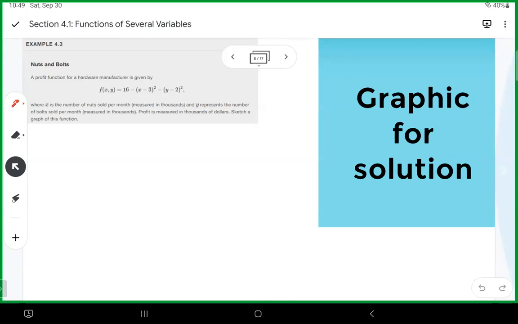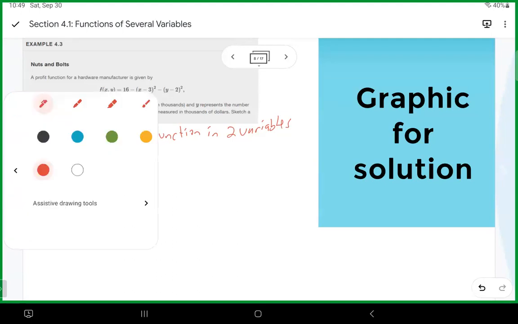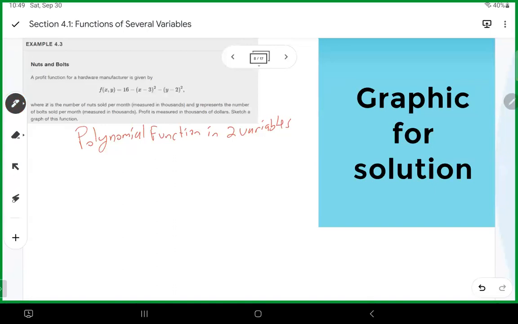So the function is a polynomial function in two variables. Write that part down just for those who want to know. Polynomial function in two variables. All right. The domain of f consists of x, y coordinate pairs that yield a non-negative profit. Why can't we have a negative profit? Because that would be very bad for business. So we're going to assume their business is good.